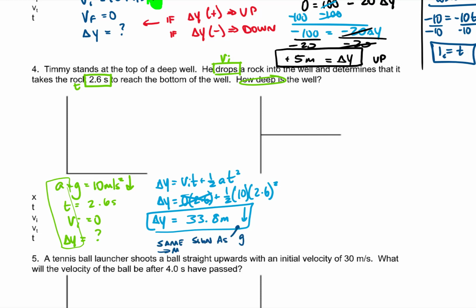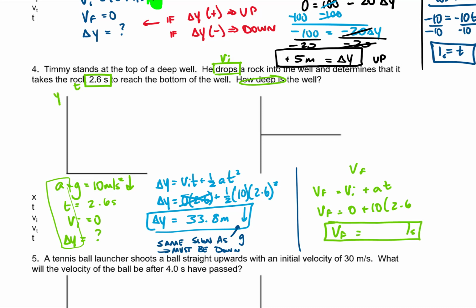That's the same sign as g, so it must be down, just like g. Then we're going to go ahead and find the final velocity. We'll use that first equation. Final velocity is initial velocity plus acceleration times time. So that final velocity ends up being 0 plus 10 times 2.6. The final velocity comes out to be 26 meters per second.